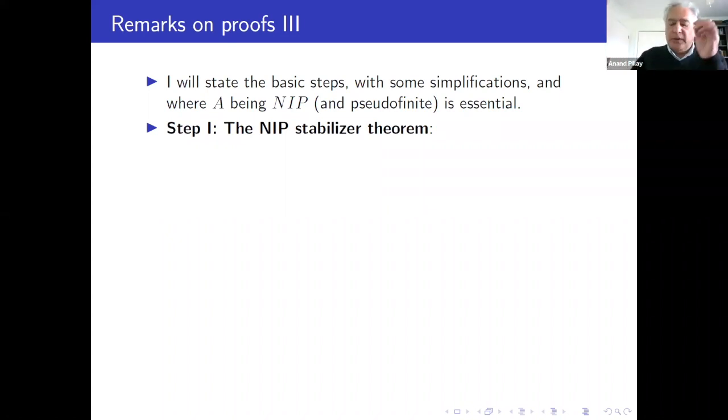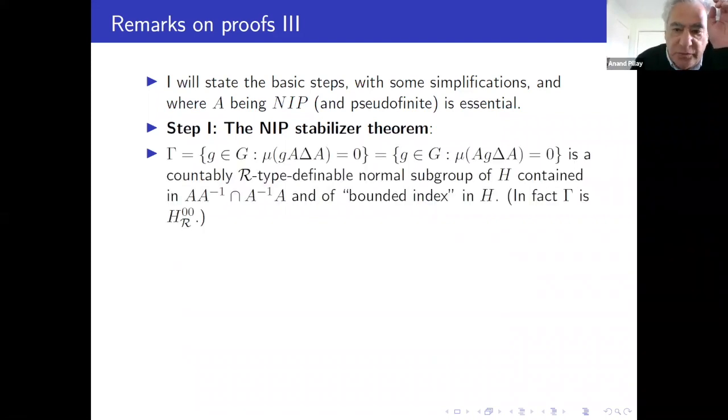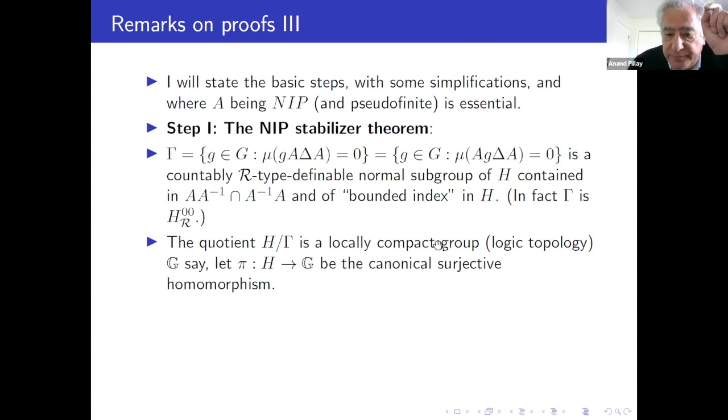And Udi's stabilizer theorem has a slightly improved version under the NIP assumption. You produce a certain countably R-type-definable normal subgroup of H, Gamma. And Gamma lives in A^-1A, it lives in this set. And Gamma is exactly H^00_R in model theoretic notation. So Gamma is, if you like, the stabilizer; it is type-definable, meaning defined by a conjunction of formulas or definable sets, which are all in the ring R. The quotient is a locally compact group with a so-called logic topology. And we have a canonical surjective homomorphism, I'll call it pi.